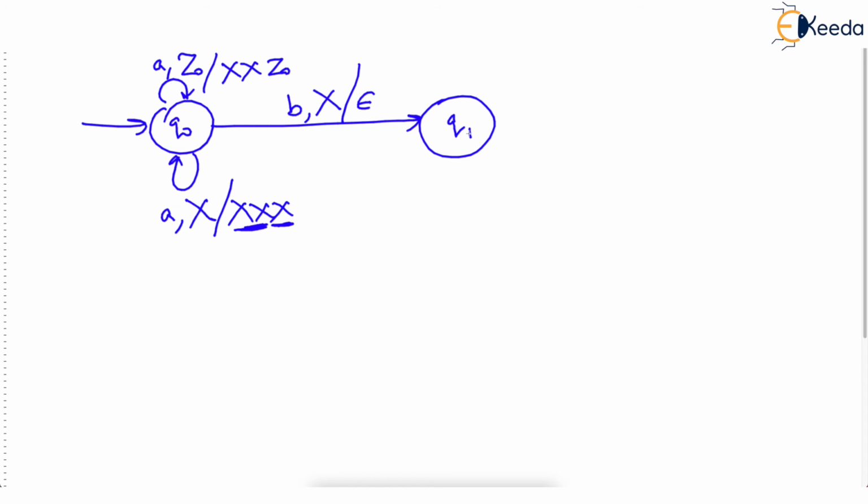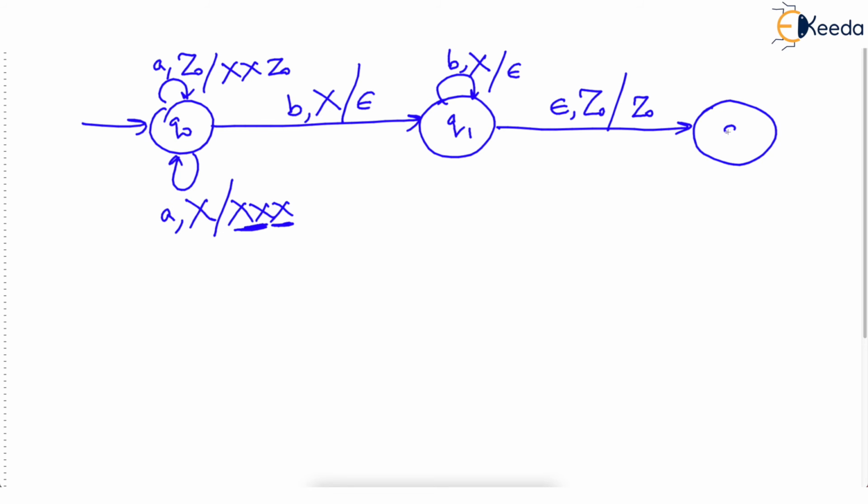We are in Q1. Consecutive b encountered, top has to be x, still x, and remove that x. And now if epsilon is encountered and top is Z0, then everything is okay. Keep that Z0 as Z0 and go to final state. Let's try this with an example.